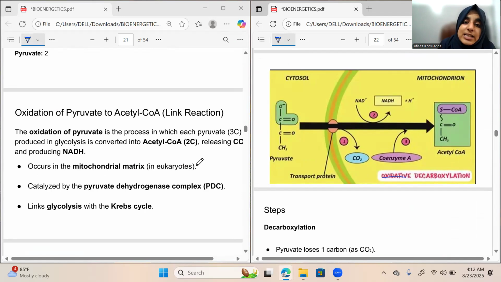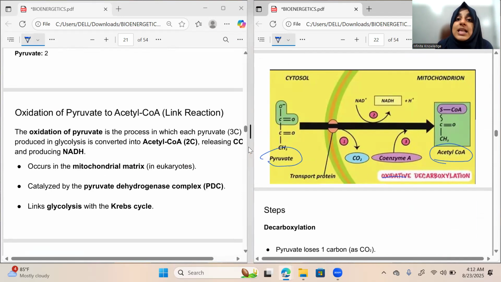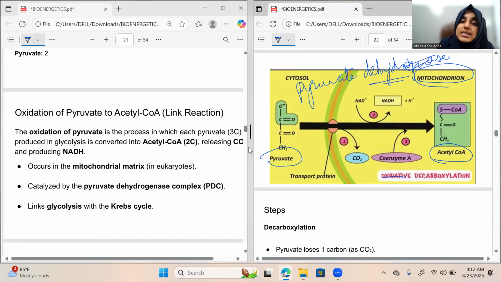We are going to convert this pyruvate into acetyl-CoA with the help of a reaction known as the link reaction. This link reaction occurs in the mitochondrial matrix in eukaryotes, and it is catalyzed by the pyruvate dehydrogenase complex. What this means is that this is basically oxidative decarboxylation. Now, why is it given this name? Because pyruvate has 3 carbons, but acetyl-CoA has 2 carbons. So there is a removal of carbon.